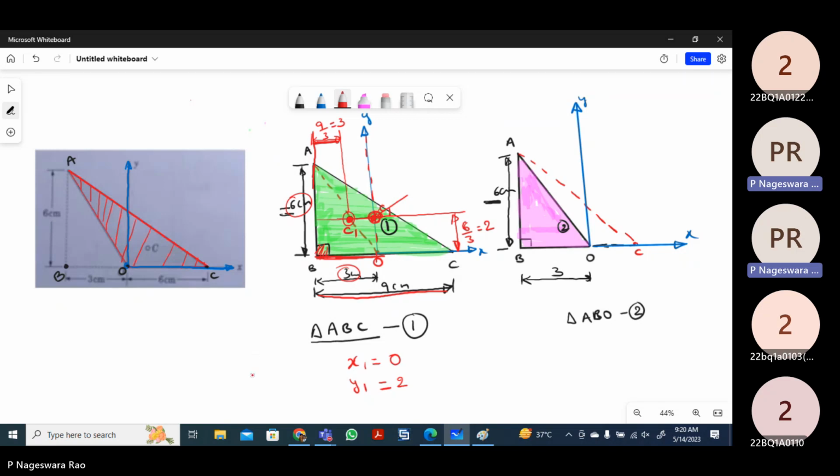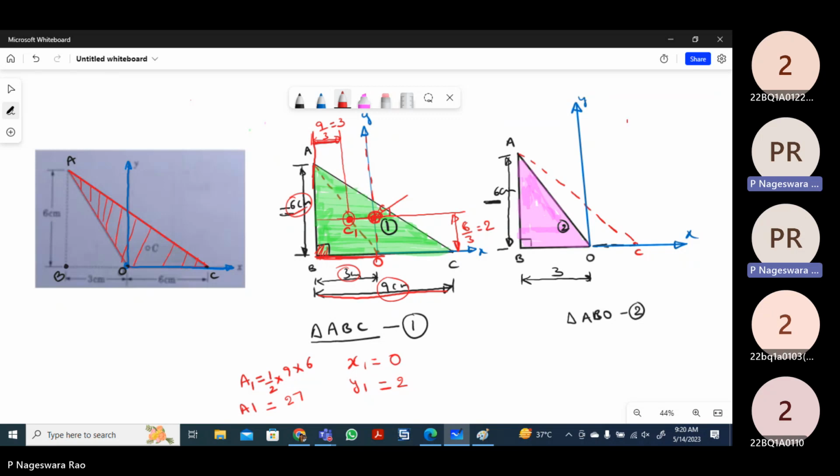And what is the area of this shape? The first area, triangle ABC, is half into base into height. Half into base is 9 centimeters, and the altitude, the height, is 6 centimeters. So the total area A1 is equal to 9 into 3, which is 27. So we got the respective content to calculate the centroid for the first area.